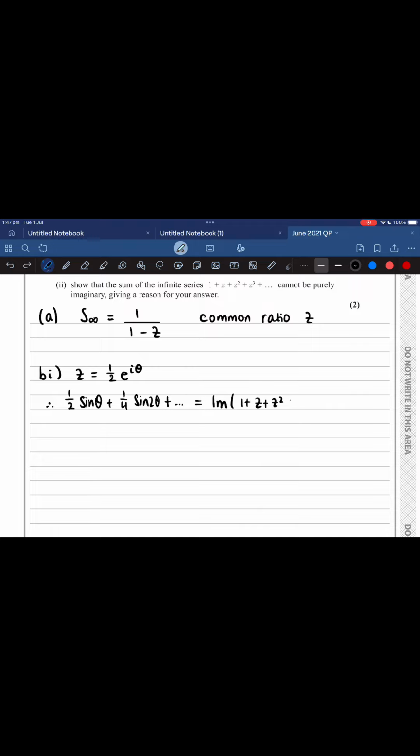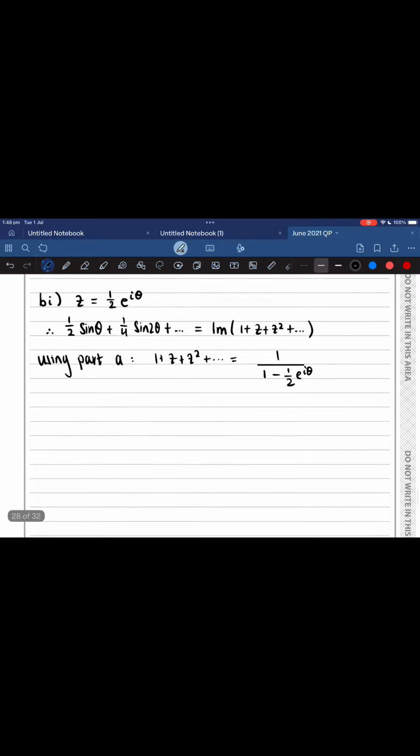So now that we've got that in polar form, we can use our answer from part A, and we get that the sum is then 1 over 1 minus 1/2 e to the i theta. But in the question, we're given the form that we want our answer in, and we have a real denominator.